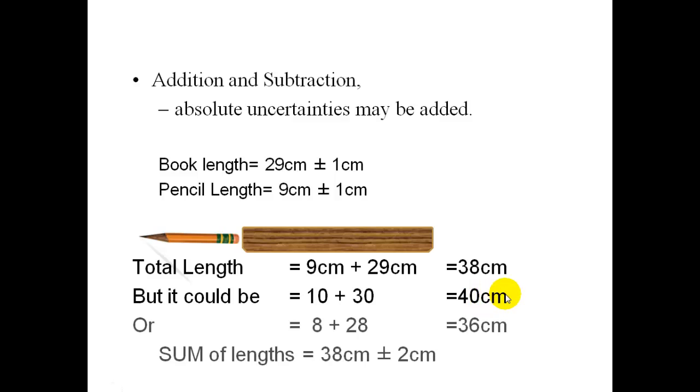Or let's say we underestimate the value of the book length and the pencil length. So instead of being 9, it's going to be 8. Instead of being 29, it's going to be 28. Add them together, we have 36. So our average value will be 38, which goes up to 40 or goes down to 36. So it's 38 plus or minus 2. You don't need to do this calculation at the end. All you need to do is add the absolute uncertainty. So it's going to be 38 plus or minus 1 plus 1, which is 2 centimeters.